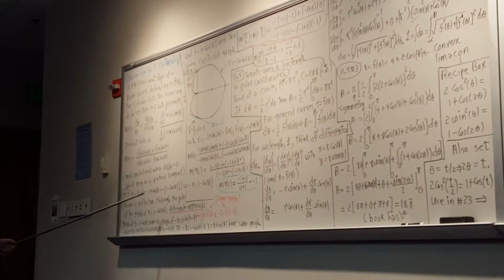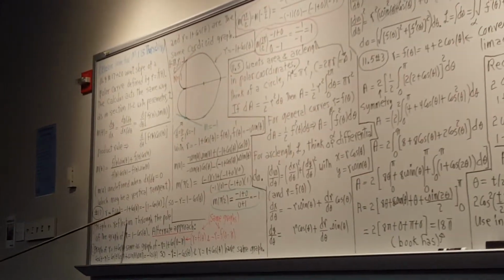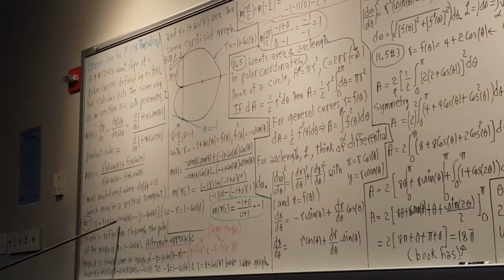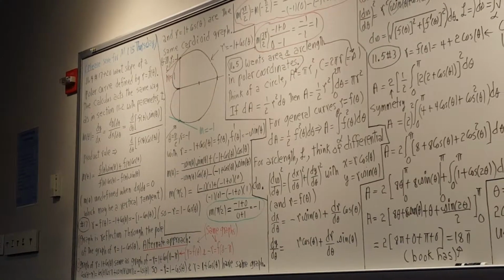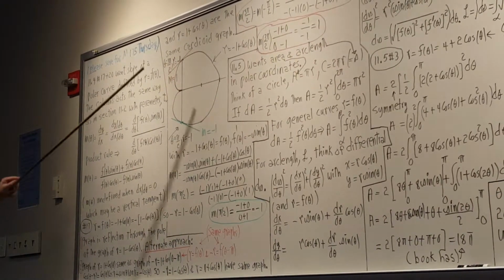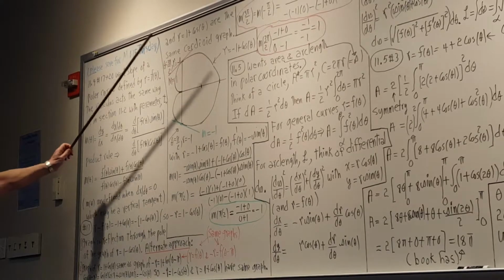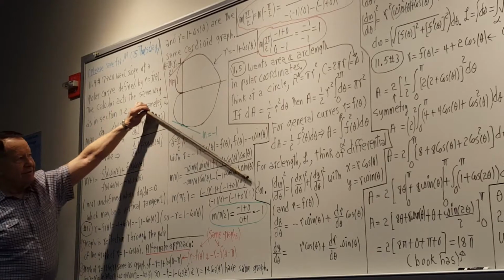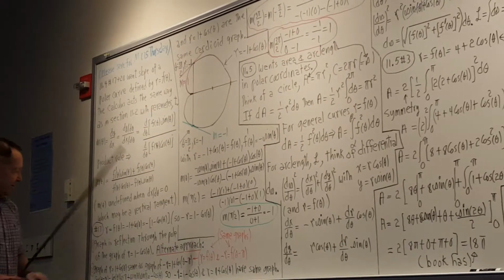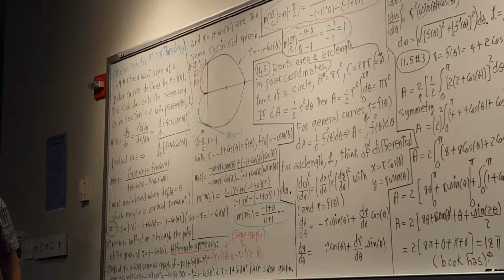Or you could simply take a computer system and enter the thing in and let it show you how it looks. So what we're after is the slope here and the slope here. That's what problem 17 wants.